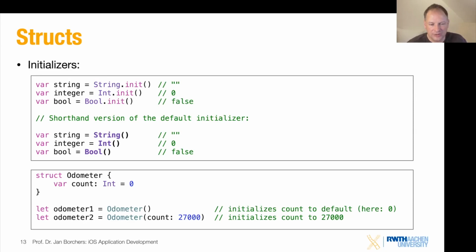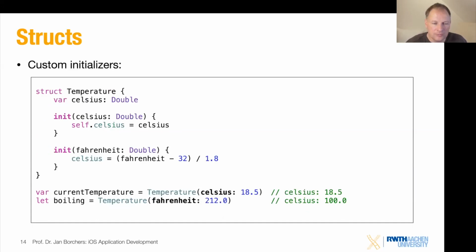Then we get the custom value that we want. Talking about initializers, so far we haven't actually written an initializer, right? It's always been synthesized and generated for us. You can write your own though. Here's an example where you might want to do this.